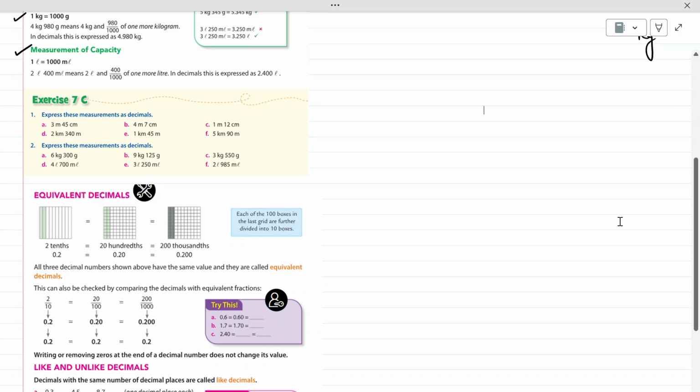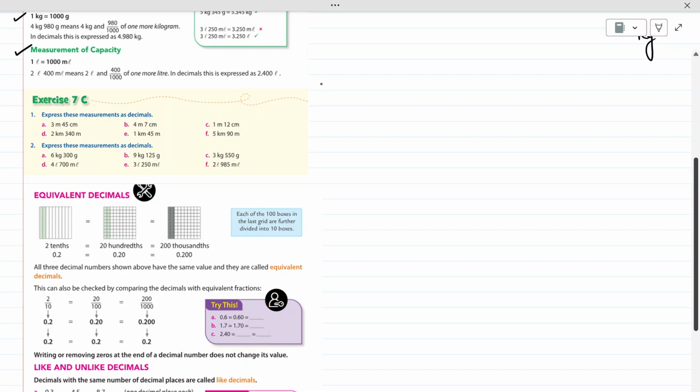Hello kids, in today's class we are going to move further in this chapter. As we have learned the various conversion formulas in the last class, how to convert meters into centimeters, kilometers to meters, and similarly other units like liters and milliliters, and kilograms and grams, right? So I hope that you have done all the formulas. So let's begin with exercise 7C, which is completely based on that.